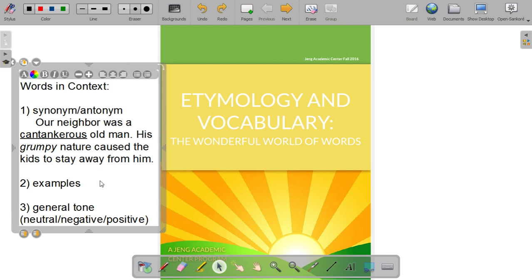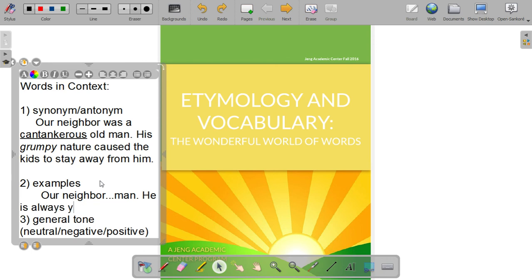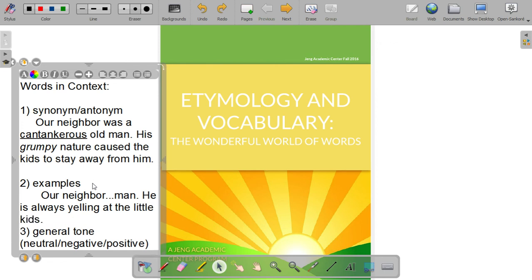Now, an example is probably the second toughest. So if you had the same sentence, our neighbor, and then you said, he is always yelling at the little kids. Now, this gives you an example of what cantankerous means, and so the fact that he's always yelling at little kids lets you know what cantankerous means.